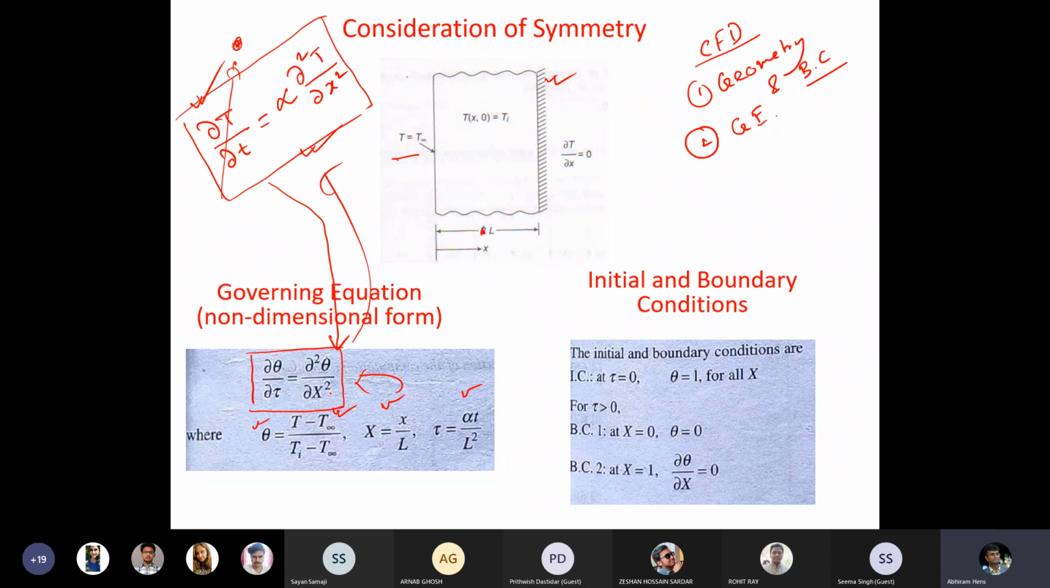So what we did, we have defined geometry, then we have defined governing equation, and now we need to also declare the boundary conditions.